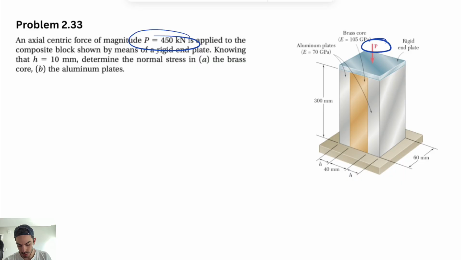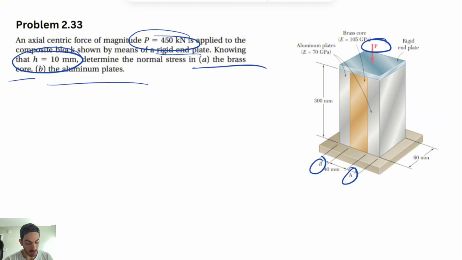applied to the composite block as shown by means of a rigid end plate, and we know that the height h in the figure is 10 millimeters, so we have these two in here, and the question is asking us to find the normal stress first in the brass core and second in the aluminum plate.